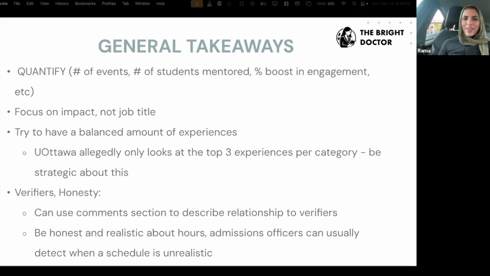Great. So Joy and I have collaborated on this. So Joy, jump in if I miss anything. But here you're just looking to make sure that you quantify everything that you mentioned. So what percentage did you boost engagement? You can see this on your social media pages, number of events, number of students. Focus on the impact and not the job title.